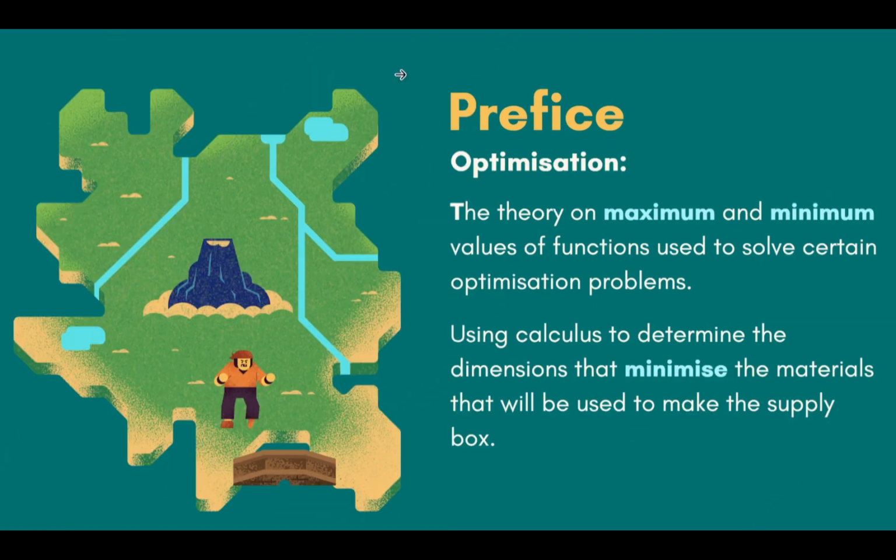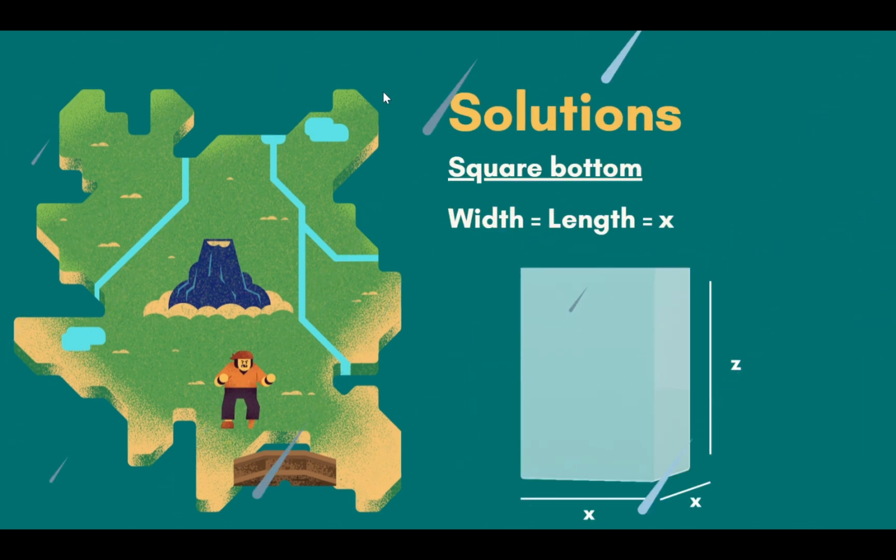So we should use differentiation to find the dimensions that result in the least surface area while satisfying the volume constraint. The surface area of the box includes the top area, bottom area, and vertical wall area. Since it's a square box, our height and width should be equal.